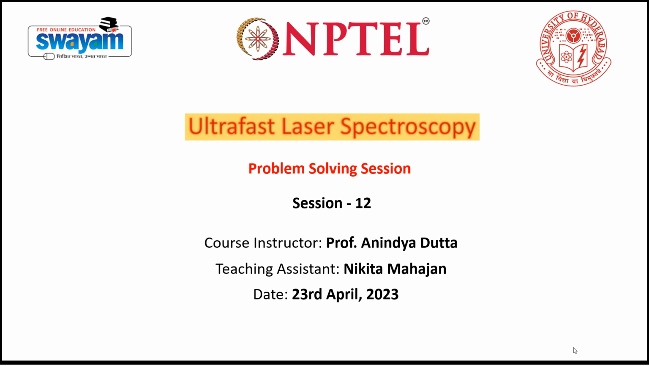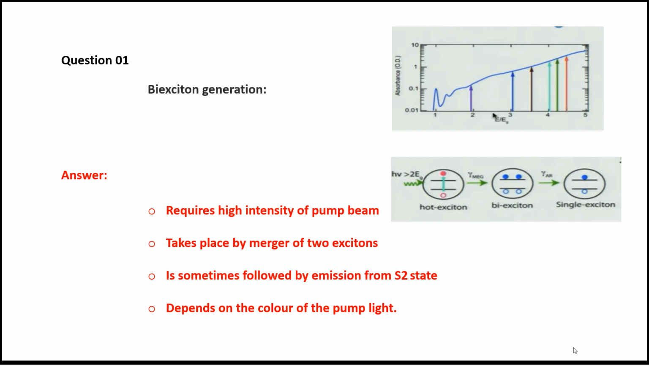How the process is useful, where it is used, and the second topic, which is also of great importance, is 2D IR or 2D infrared spectroscopy. Starting with this, first we'll discuss the first question. Question 1 says bi-exciton generation. Before starting, we'll discuss what a bi-exciton is.